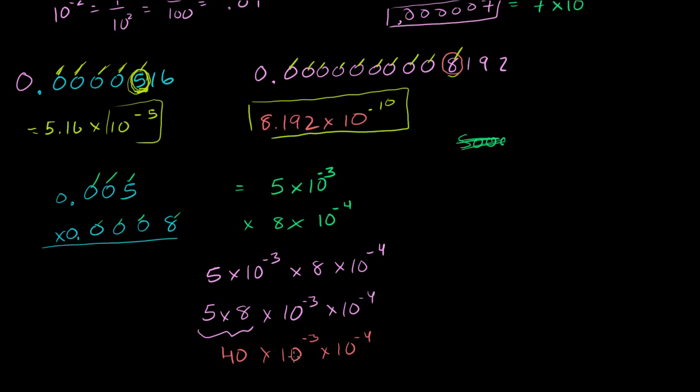And if you know your exponent rules, you know that when you multiply two numbers that have the same base, you can just add their exponents. So you just add the minus 3 and the minus 4. So it's equal to 40 times 10 to the minus 7.